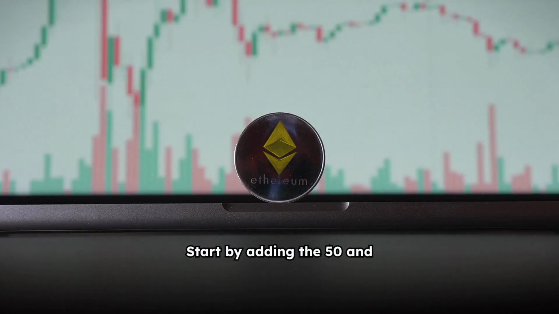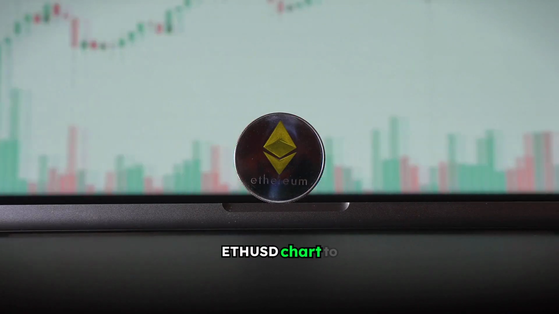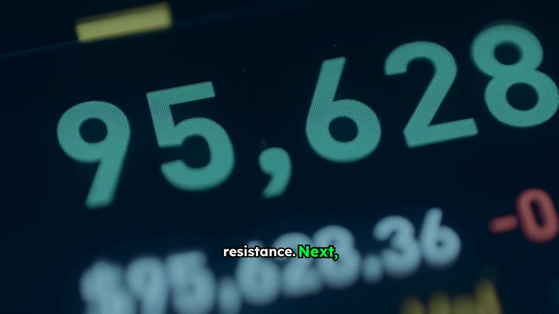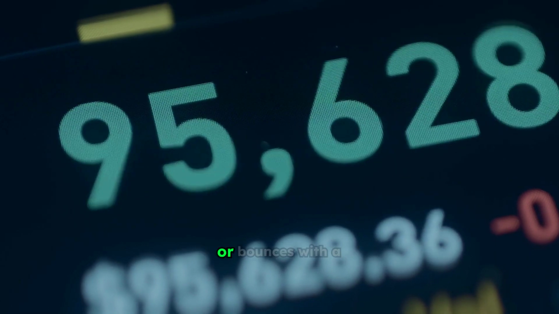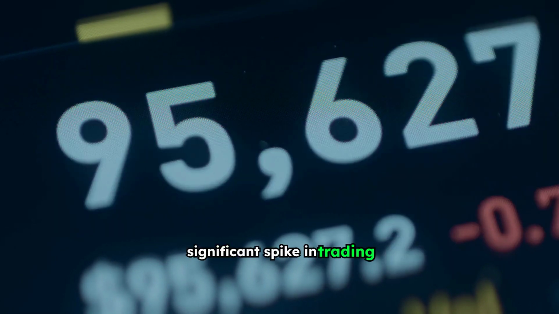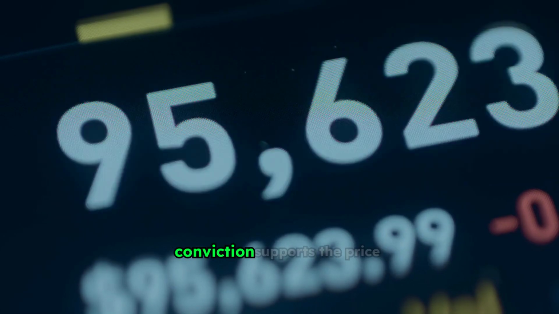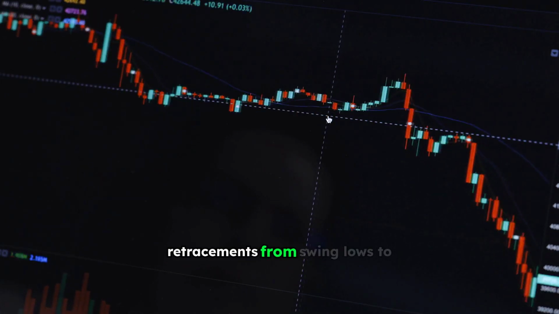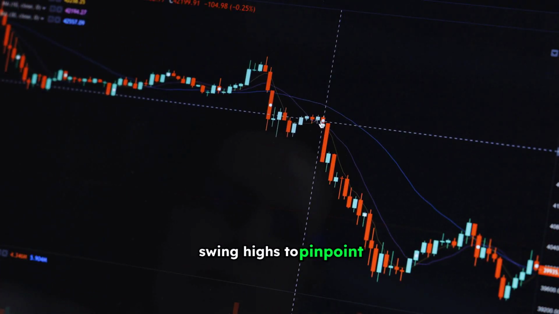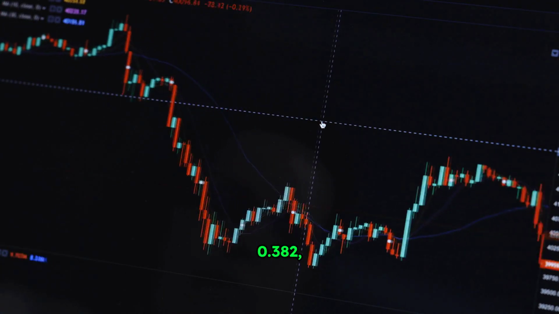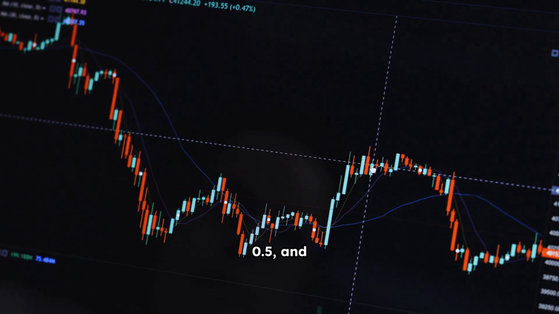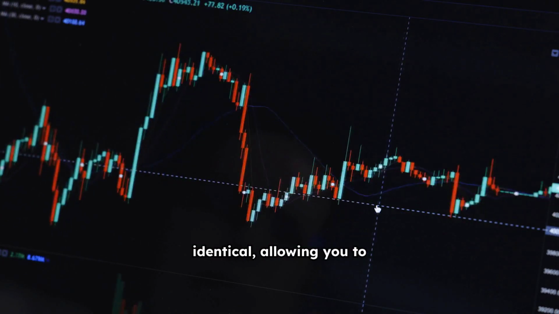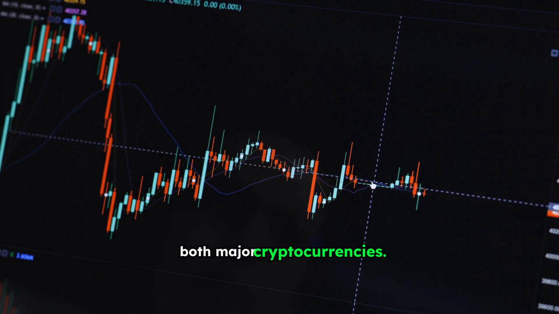Start by adding the 50 and 200 EMAs to your ETHUSD chart to identify the prevailing trend and dynamic support or resistance. Next, confirm any EMA crosses or bounces with a significant spike in trading volume, ensuring that market conviction supports the price action. Finally, use Fibonacci retracements from swing lows to swing highs to pinpoint precise entry zones around the 0.382, 0.5, and 0.618 levels. The principles remain identical, allowing you to leverage this robust framework for both major cryptocurrencies.